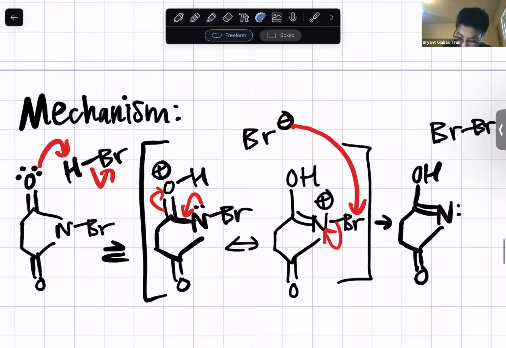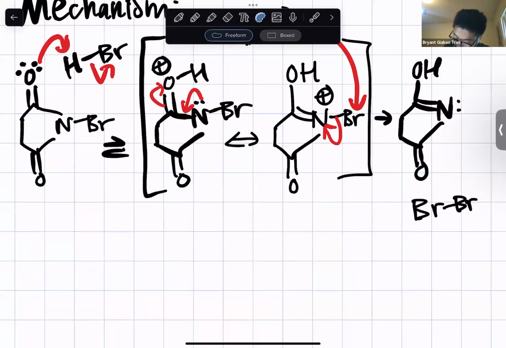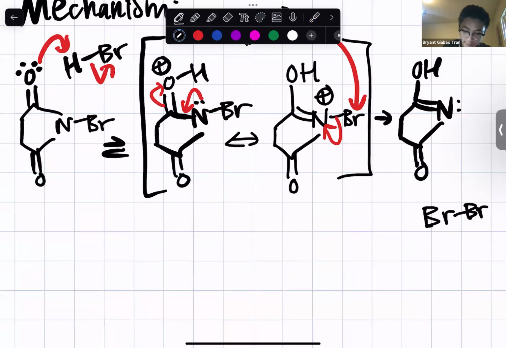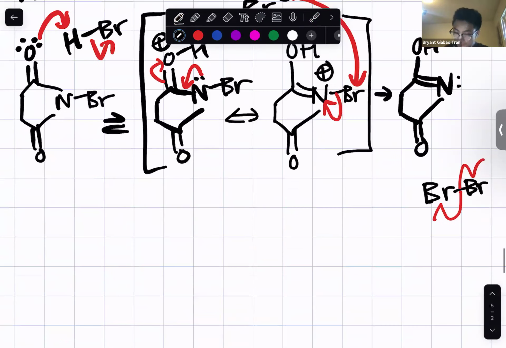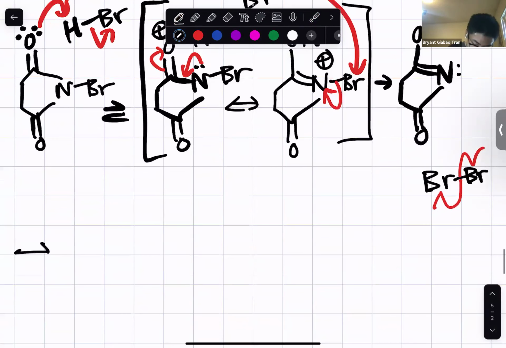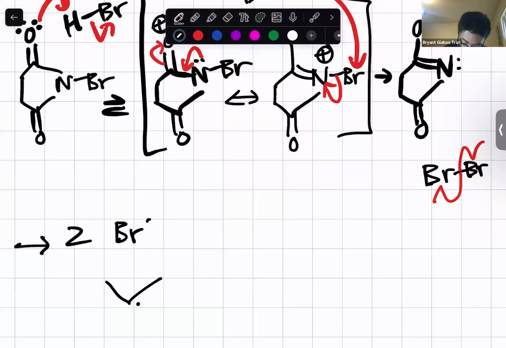From this Br2 here, we could do an initiation step-like reaction where we form two Br radicals because we are under light. That's going to give us two bromine radicals there. Now we could bring in our alkene structure here, right?